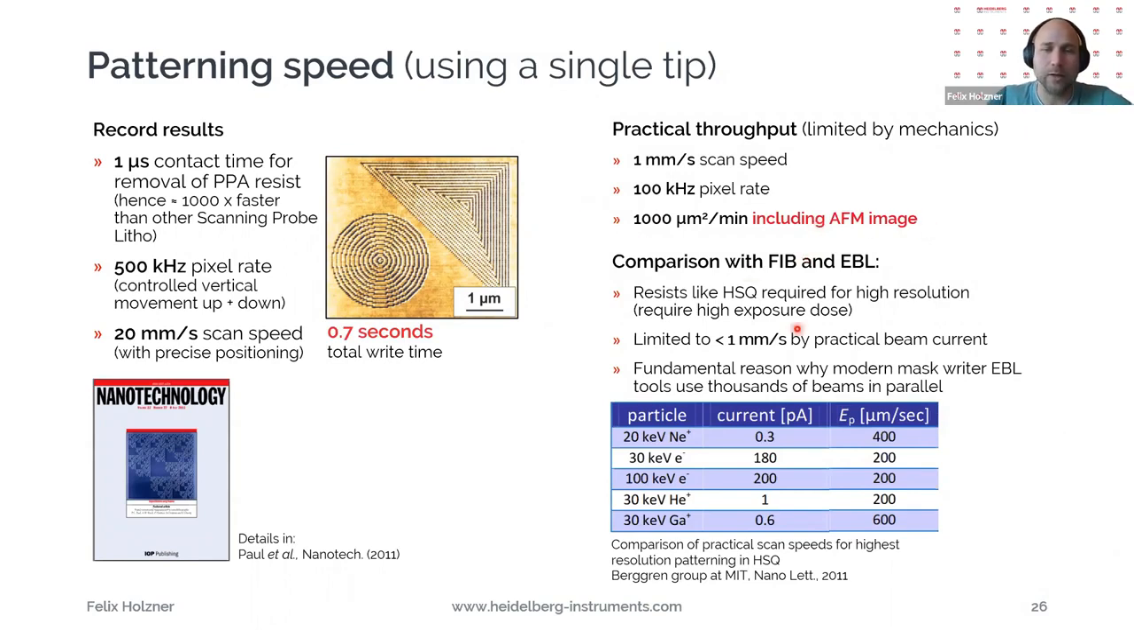That's a big advantage. And this speed, if you compare it with e-beam lithography, for example, is similar to very high resolution e-beam, where you have to use a very high-resolution resist like HSQ, which needs a high dose, and you have to work with low beam currents to achieve this ultimate resolution, and then you're at a similarly low speed.